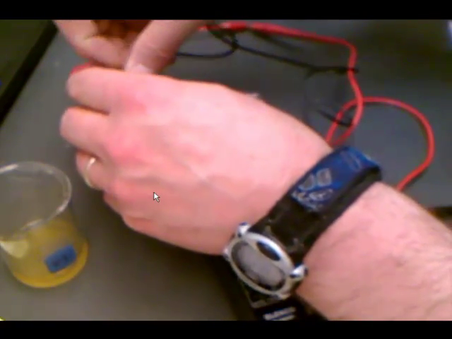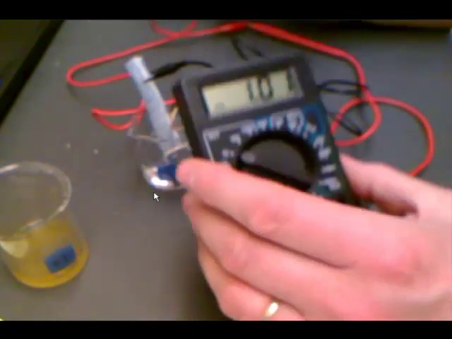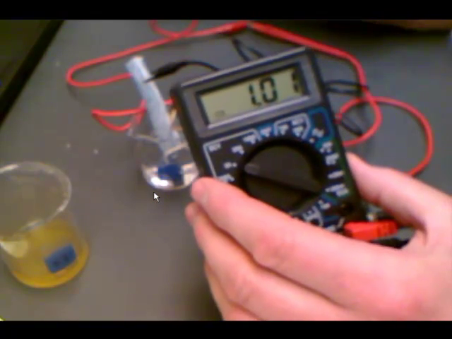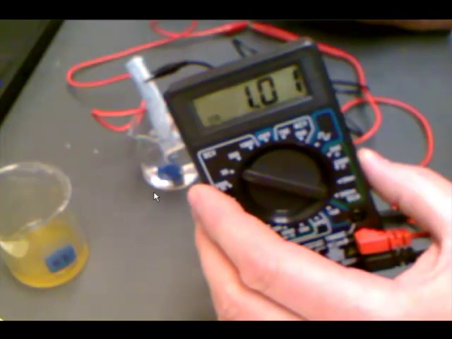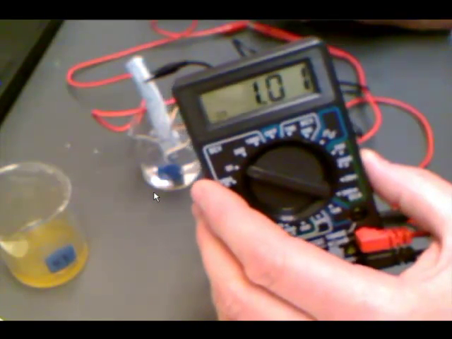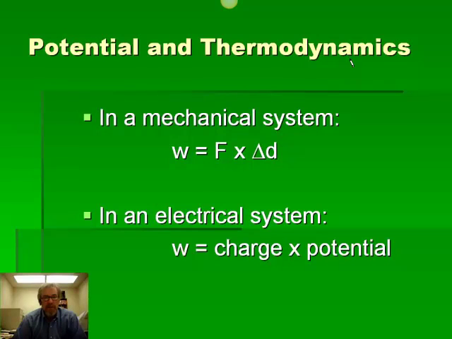Now my voltage reads positive because I've got the electrons flowing through the voltmeter in the correct direction. Simple voltaic cell. Now we're going to start to make some links between electrochemistry and some other branches of chemistry that we've explored throughout this course.